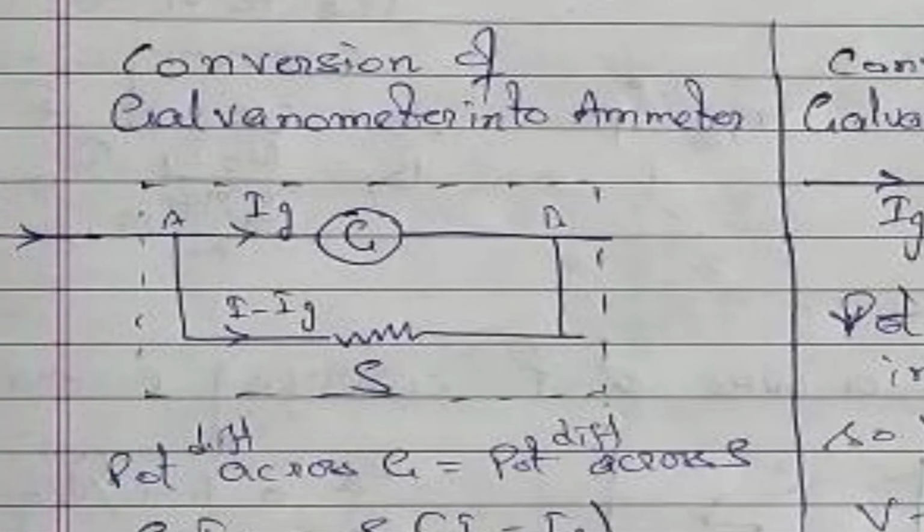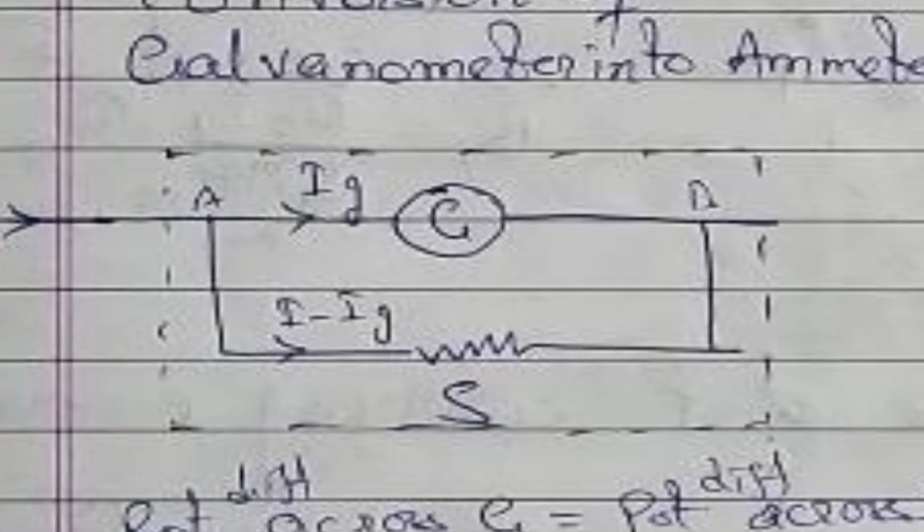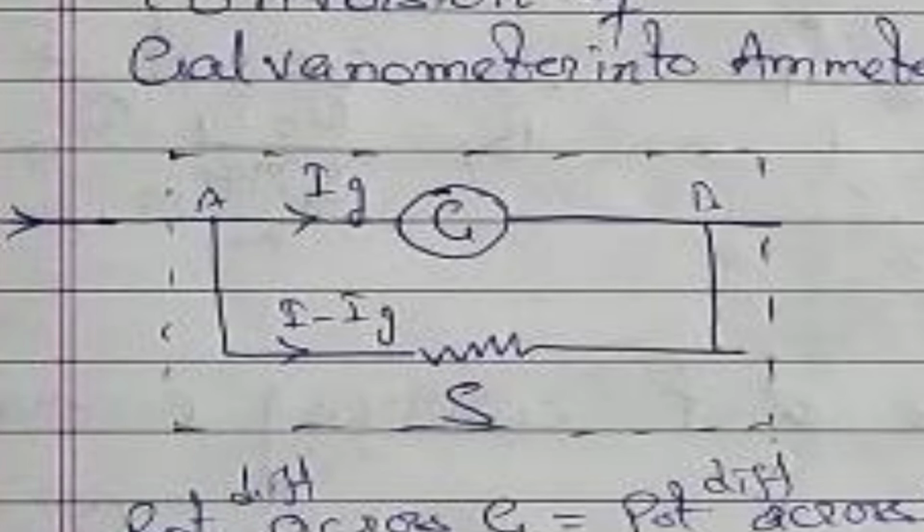When you want to reduce the resistance, you have to put a very small amount of resistance in parallel of the galvanometer. The parallel arrangement reduces the resistance. So the lesser the value of the shunt, the more current it can carry, it can measure. Ig is the maximum deflection that a galvanometer can have. But what happens if we have more value of current?